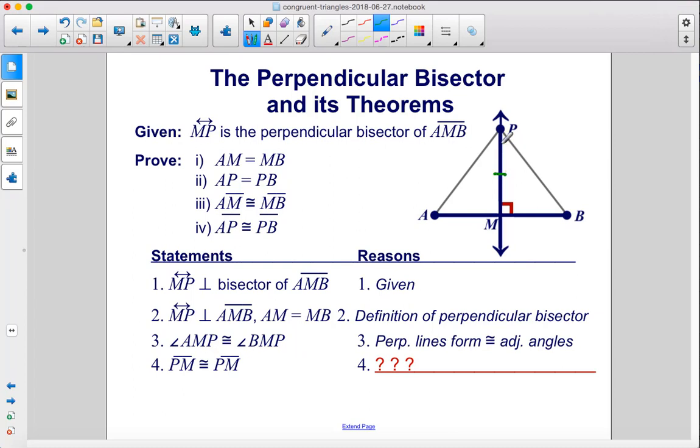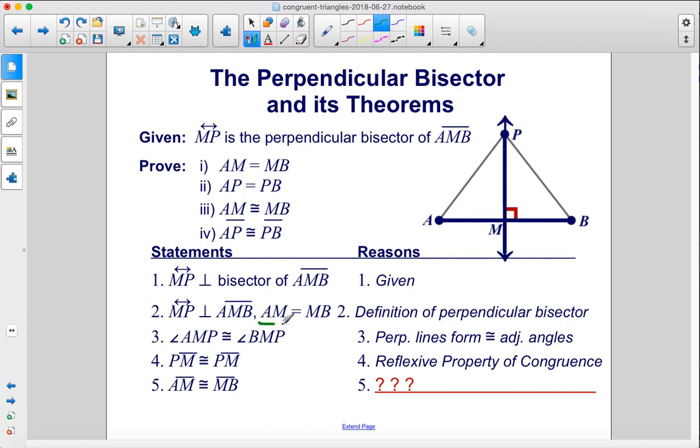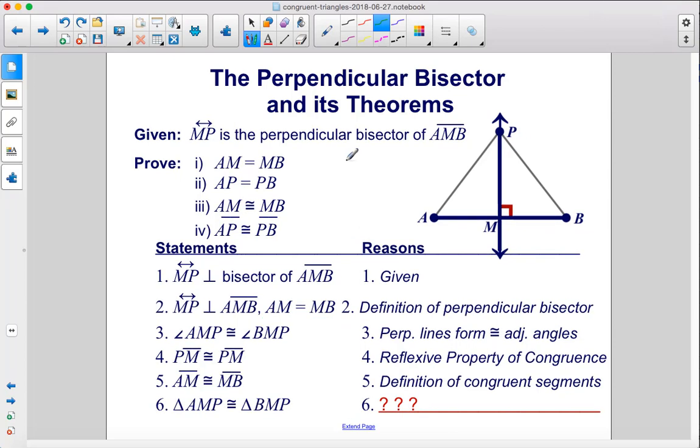PM is congruent to PM, this shared side right here between these two triangles, and that is due to the reflexive property of congruence. Since we previously saw that AM equals MB, we know that segment AM is congruent to segment MB because that's the definition of congruent segments. Since we have now shown that AM is congruent to MB, PM is congruent to PM, and this angle here is congruent to this angle here, we see that by side, angle, side, these two triangles are congruent.